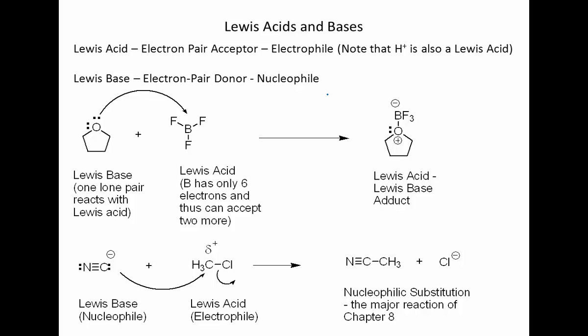Okay, and the last topic I believe we're going to look at is Lewis acids and Lewis bases. So in the Lewis definition, an acid is an electron pair acceptor, or a nickname for that is an electrophile. Note that H plus is also a Lewis acid. The Lewis definition means that we can have things other than H plus serve as acids. And Lewis bases are electron pair donors. They're also known as nucleophiles. And the Lewis base, it's really not that different from the Brønsted base.